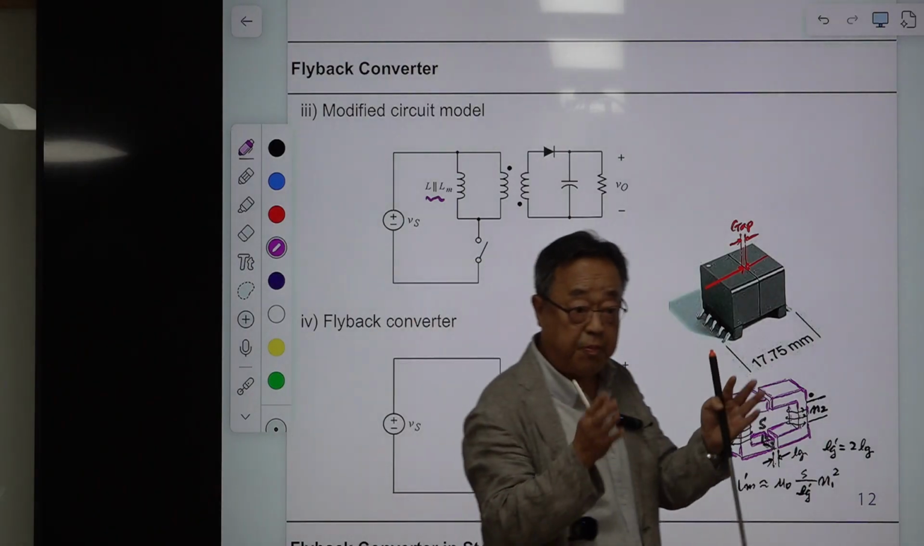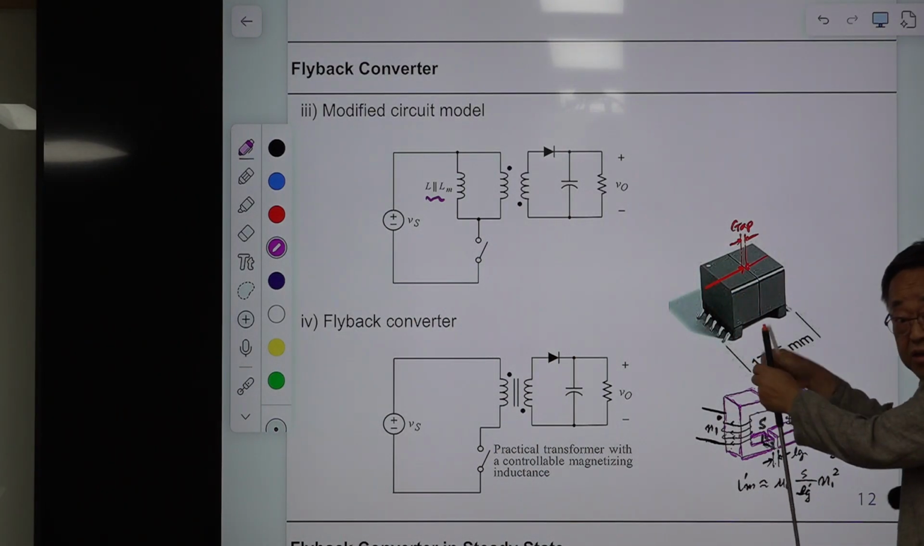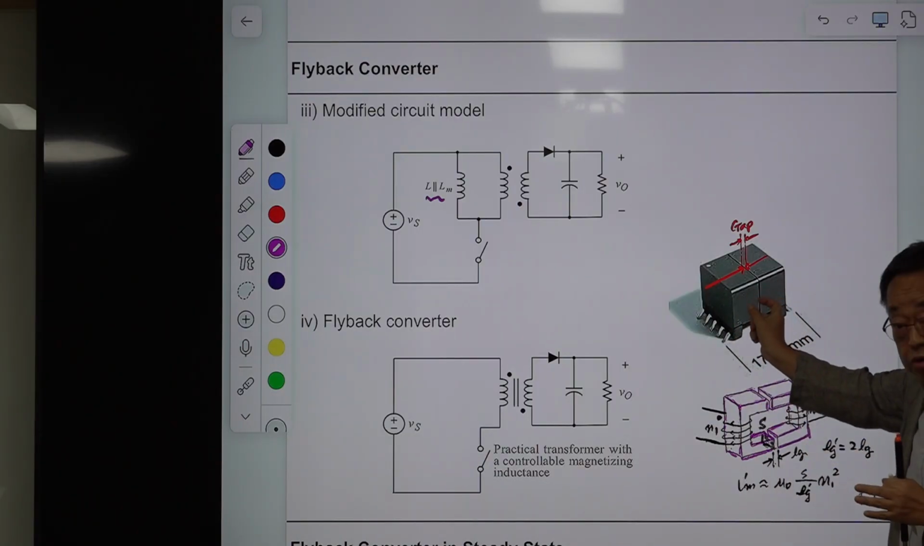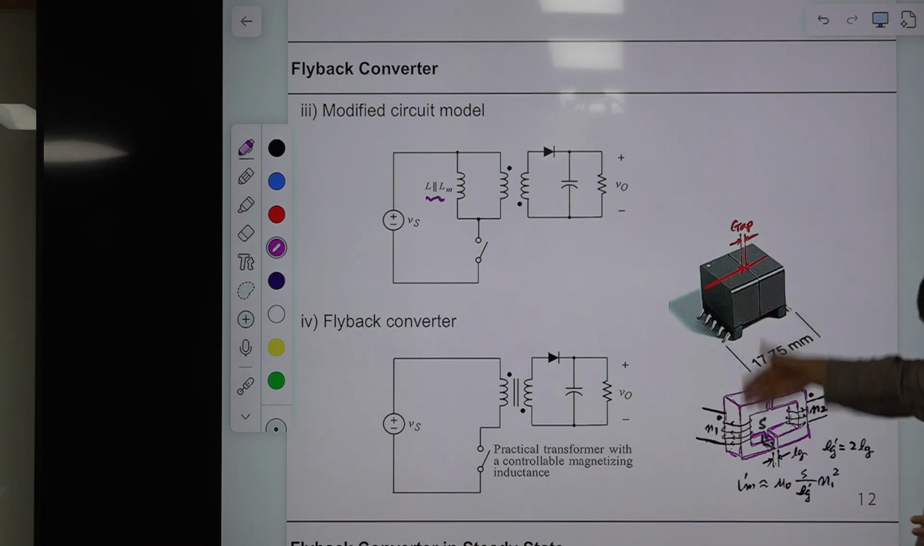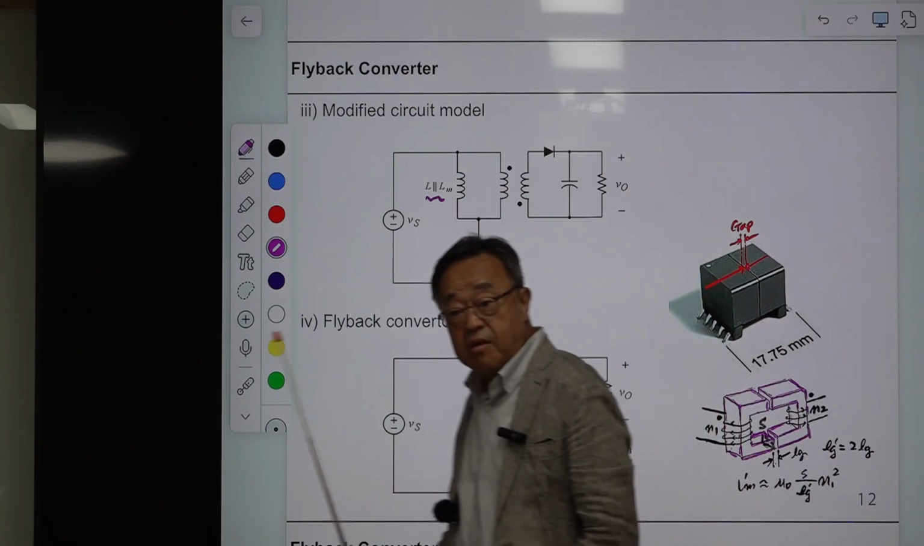There is some desired value of this. Then you squeeze this one. You combine them tightly. Then this gap will be reduced, and you add something in between, some film or something. Then the gap will be increased. So in this manner, you can have a controllable leakage inductance, right?